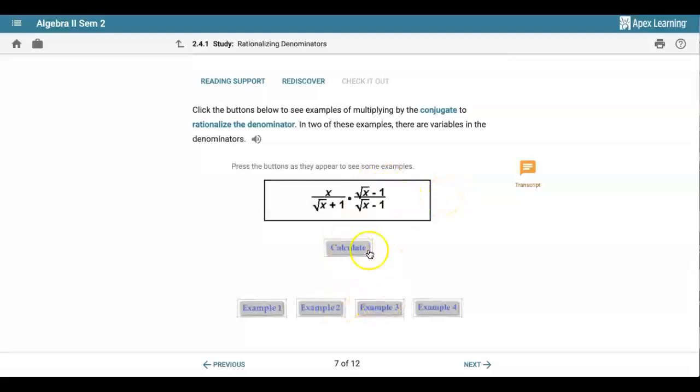All right, another example here. Calculating that out, I'm left with x, and I'm left with x minus 1 on bottom. And then again, I would distribute that x on top there. And a final example, same thing: complex conjugate, multiply out, and then simplify if necessary or possible.